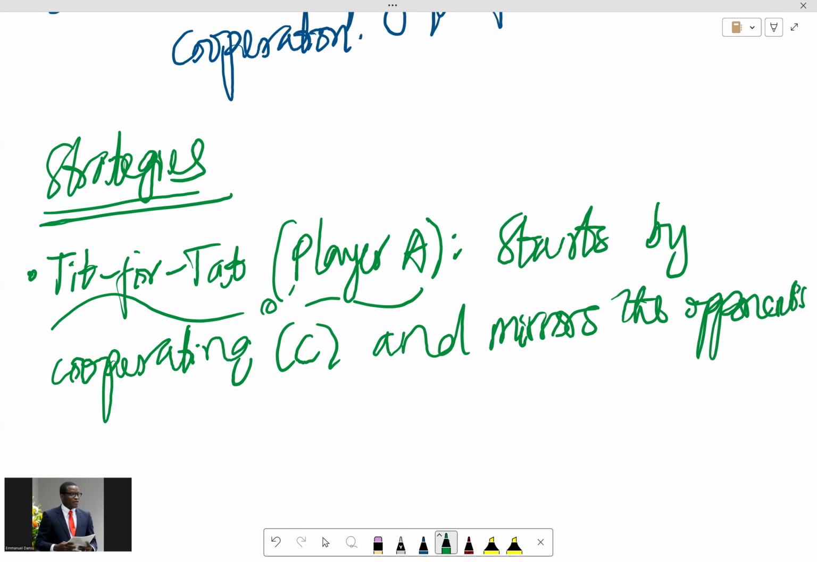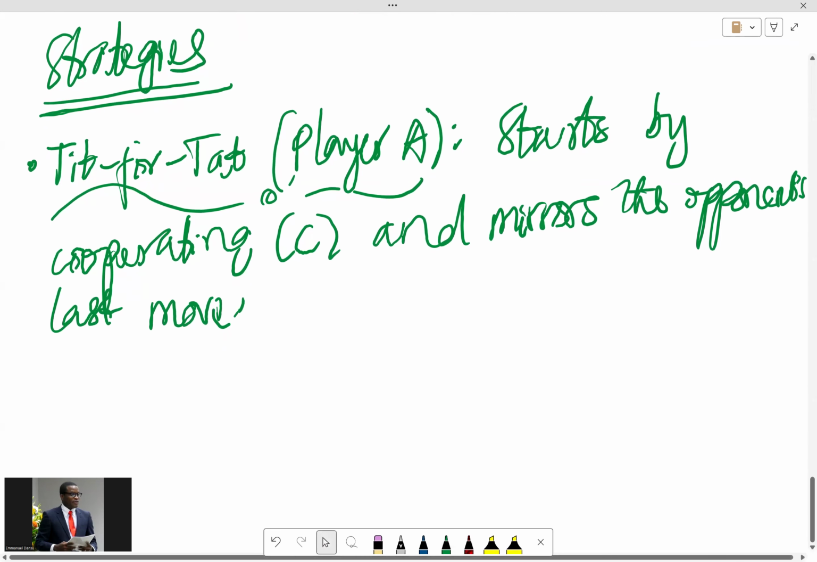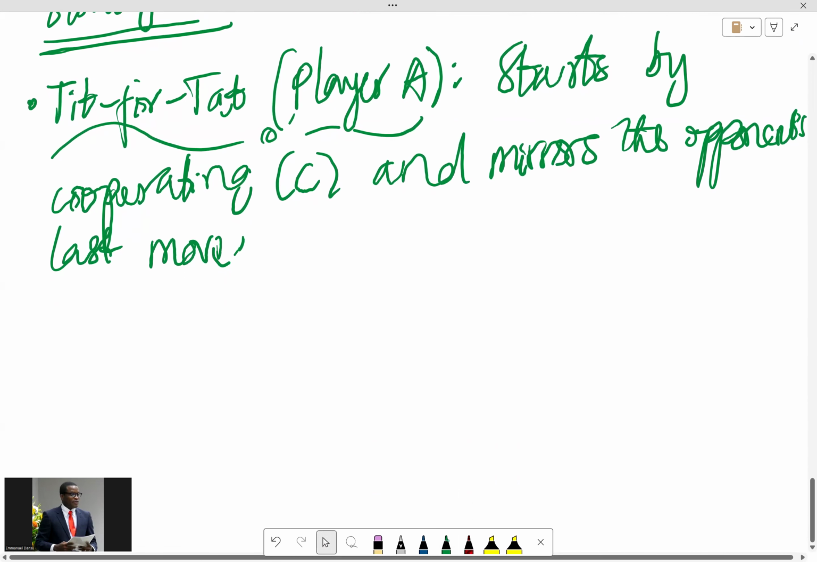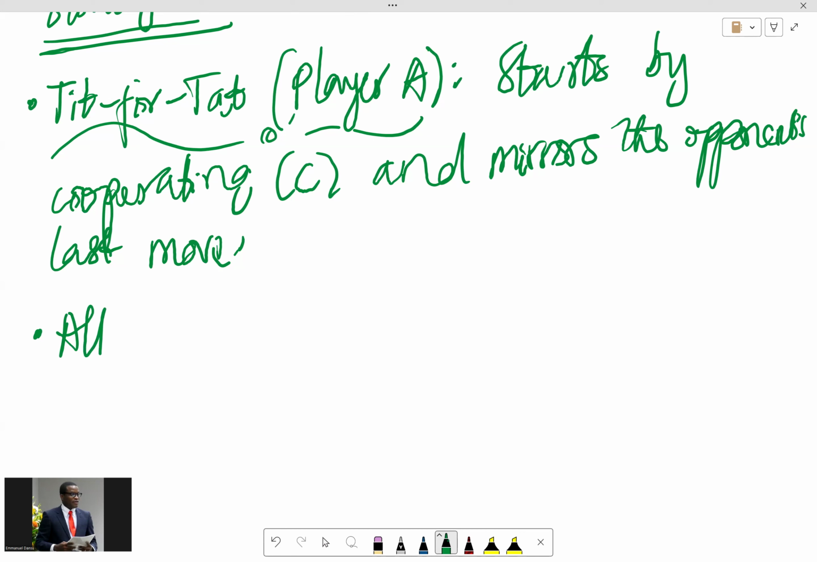The opponent's last move. So for player A, the first game, player A is going to cooperate. But from the second game, player A is just going to do whatever player B does. That's where the tit for tat comes in. So maybe the first time player A cooperates and then player B defects. Then next time player A defects, and then it goes on like that. So for player B, the strategy adopted is alternating.